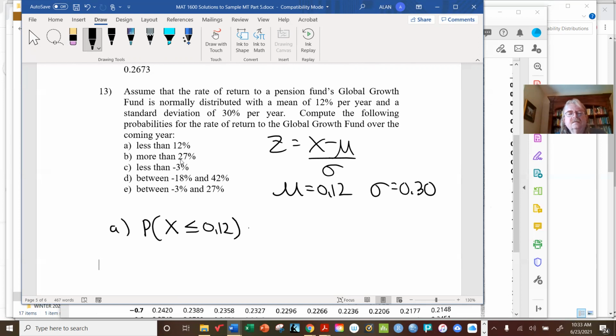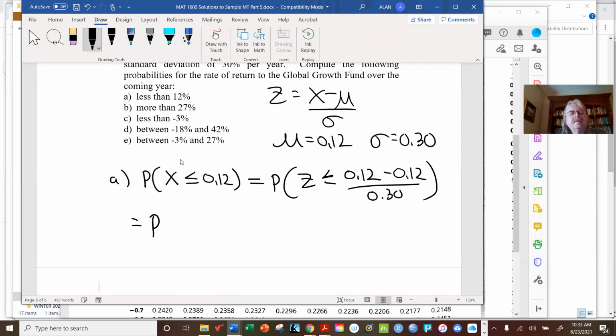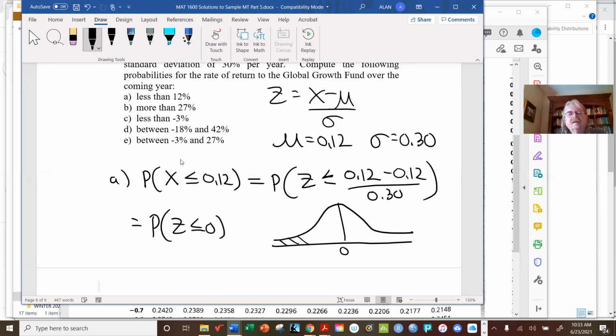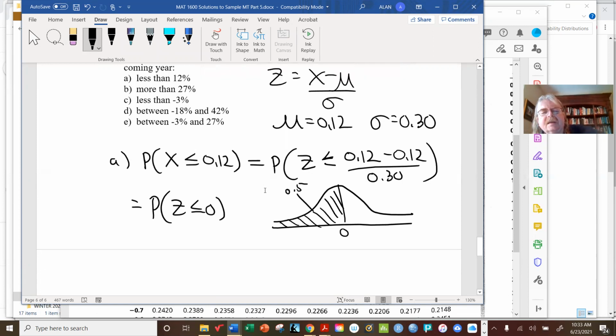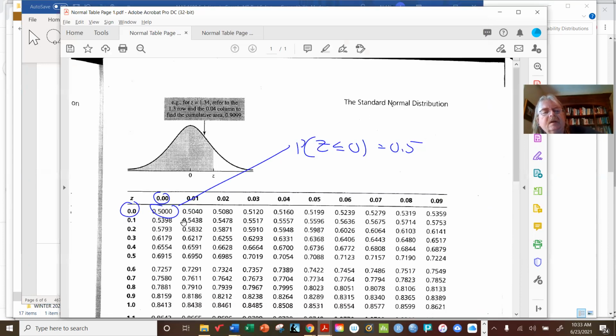we can apply this formula. And we're taking the 12 that we started out with, we subtract the mean of 12, divide by that standard deviation of 0.30. So this is the equivalent of asking, what is the probability that Z is less than or equal to 0? So guess what? We know that one. It's a half. All right, so that was a bit of a trick question. And, certainly if you go to the table, you'll see it right there on the top. That one right there, yeah.